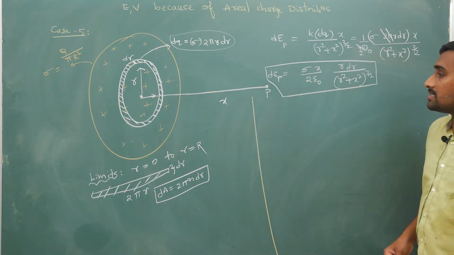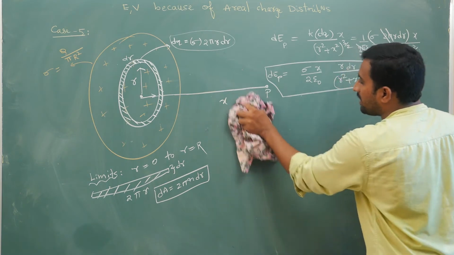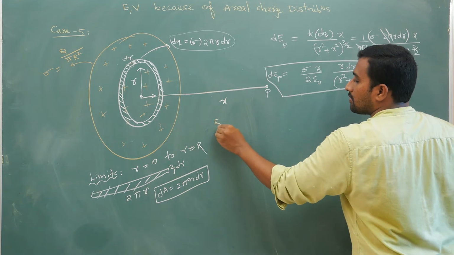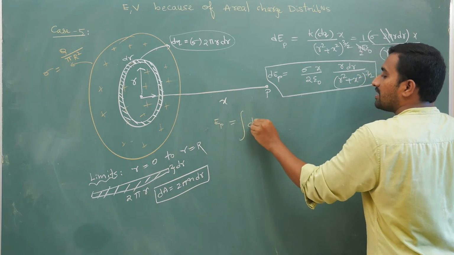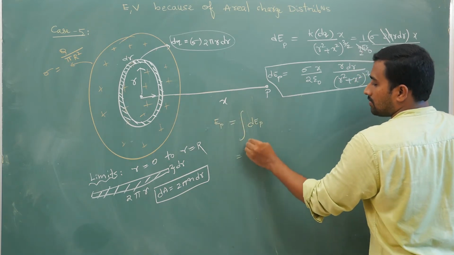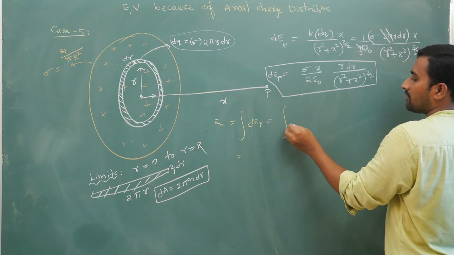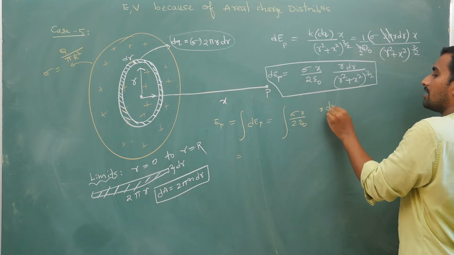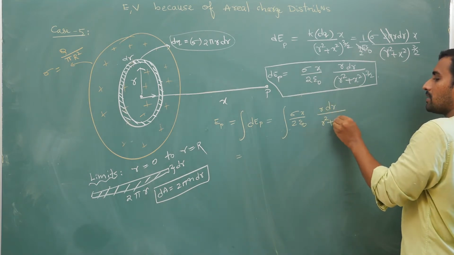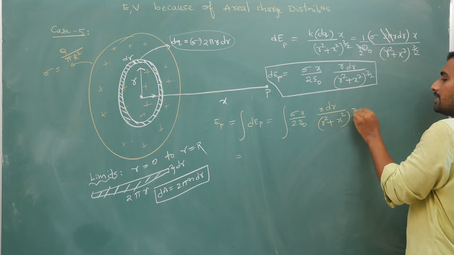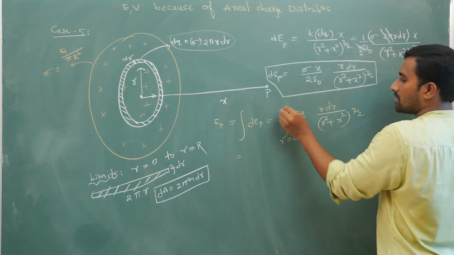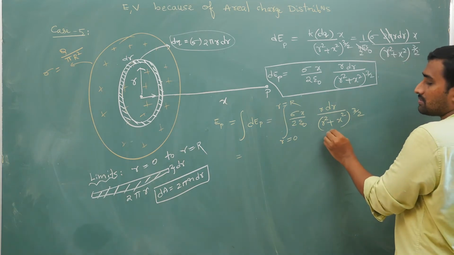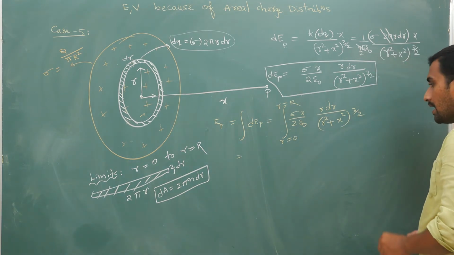I need to interchange the limits while integrating. So to get the total field, E_P is equal to the integral of dE_P, that is equal to the integral of sigma x by 2 epsilon naught times r dr by (r square plus x square) whole power 3 by 2, from r equal to 0 to r equal to capital R. Now here there is a problem. For this function it's not so easy to give the integral.